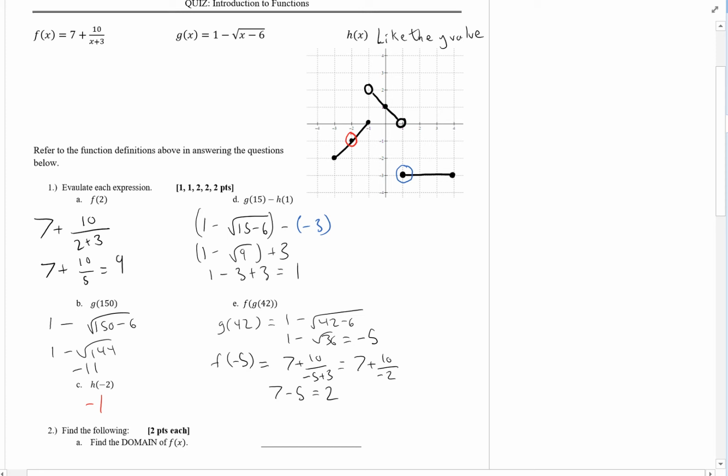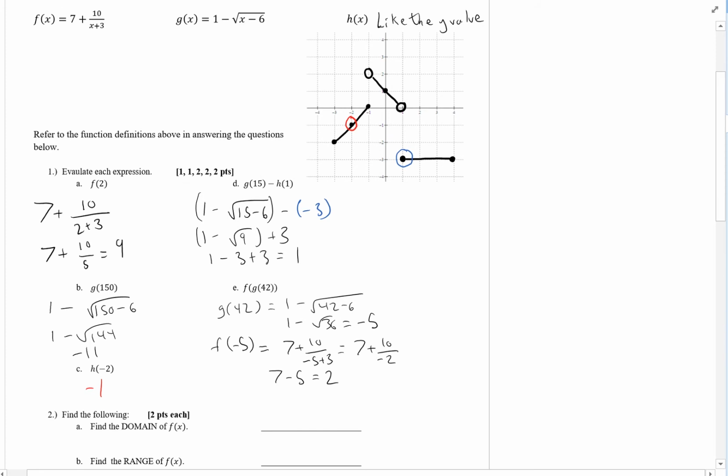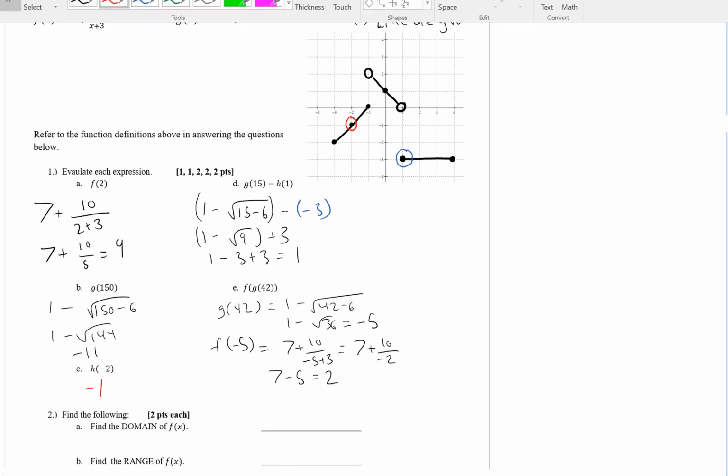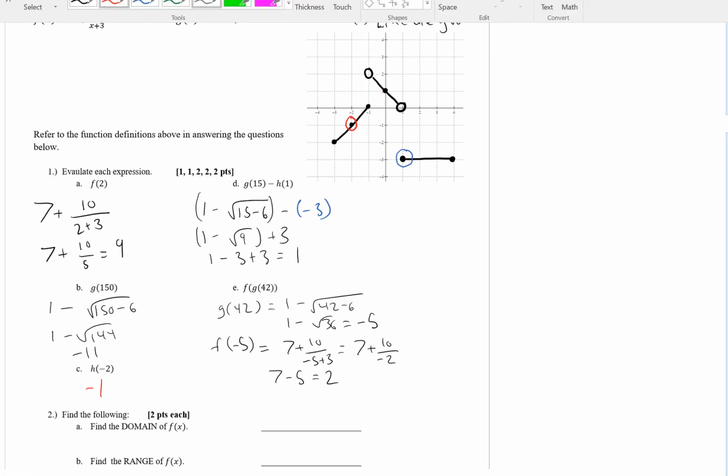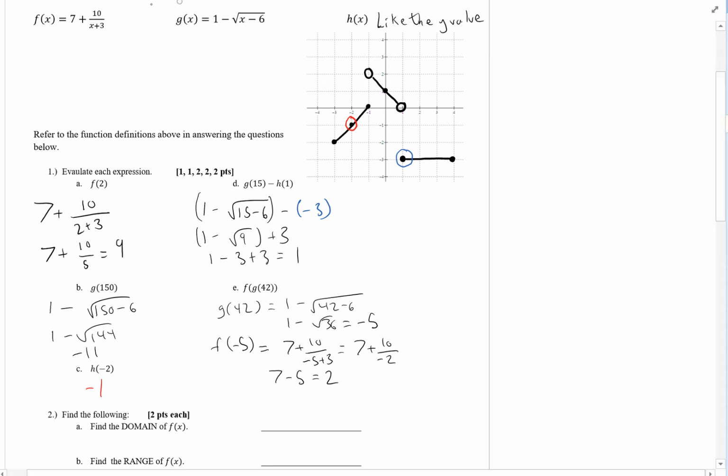All right, the domain of f of x. Talking about domain and range, the x values that are allowed and not allowed. You cannot, because of this 3, x cannot be negative 3, because we can't have a denominator of 0. So x cannot be negative 3.